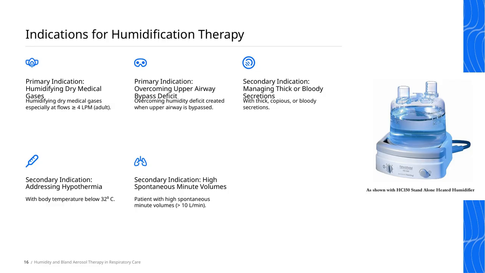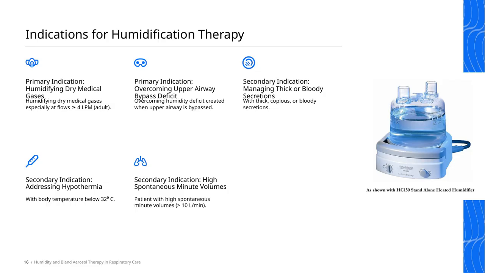We also consider patients with thick, copious, or bloody secretions. These require humidification to help loosen and clear the secretions more effectively, making it easier for the patient to expectorate and breathe comfortably. Now, a primary indication that we often focus on is when the upper airway is bypassed, such as during endotracheal intubation or mechanical ventilation. In these situations, the natural humidification process is bypassed, so we need to compensate for that humidity deficit.